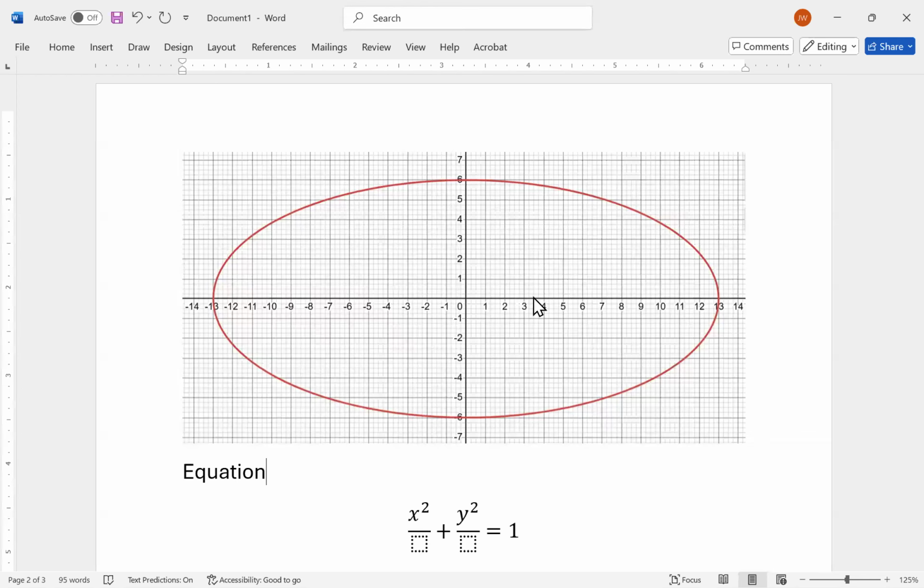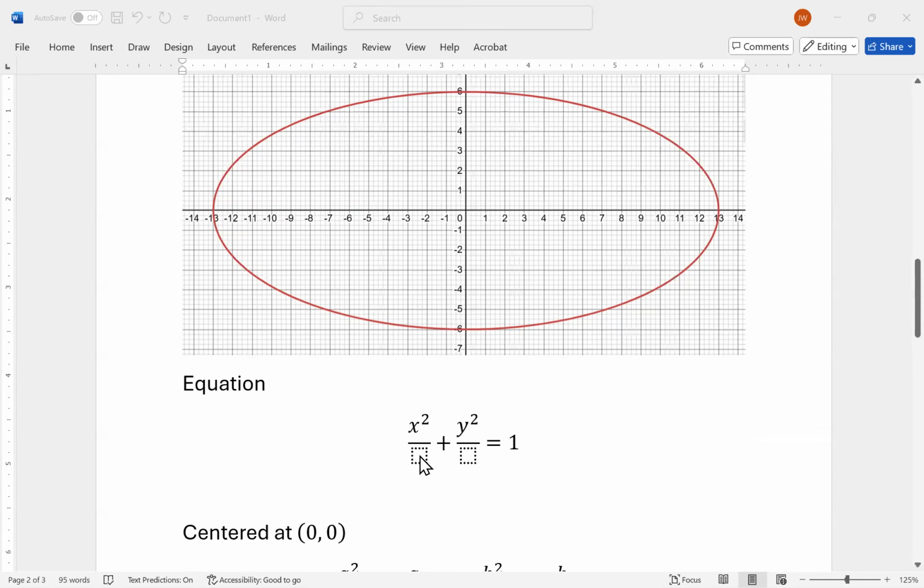All right, let's do this problem. Now, this is obviously an ellipse centered at the origin. Hopefully that's clear. And we can see it's stretched out more in the x direction than it is in the y direction. So I know that the equation is going to look like x squared over a squared plus y squared over b squared. A is always the bigger number, and I know it's stretched out more in the x direction.